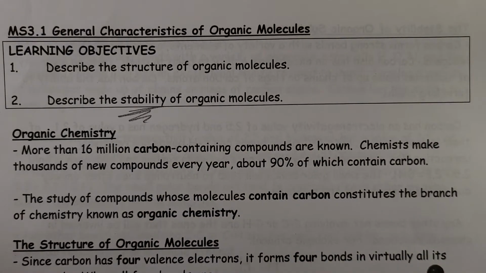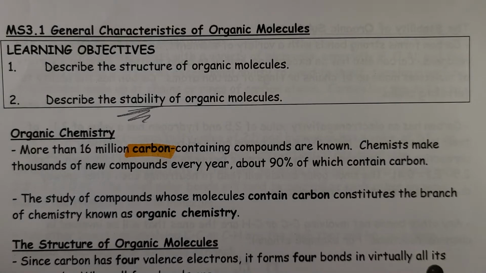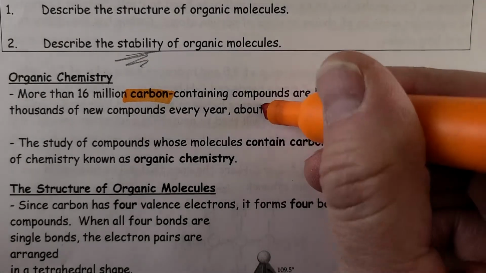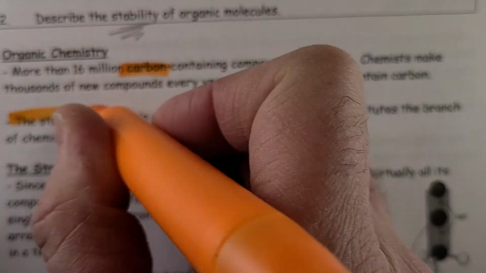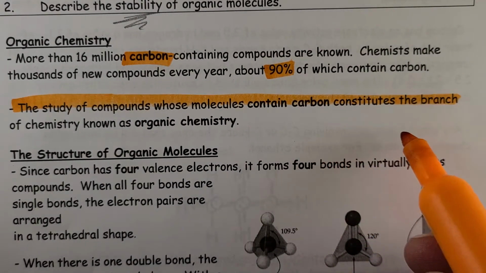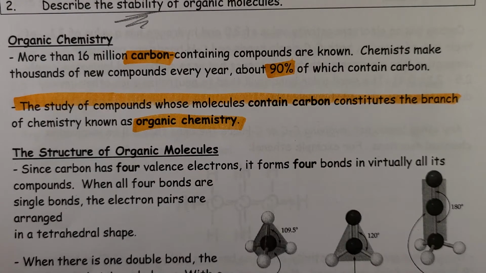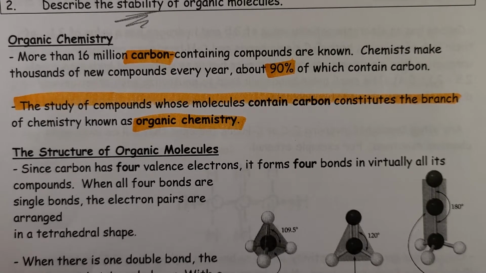In organic chemistry, more than 16 million carbon-containing compounds are known. Chemists make thousands of new compounds every year, about 90% of which, so most of them, contain carbon in some way. The study of molecules that contain carbon constitutes the branch of chemistry known as organic. It's a little bit different from the grocery store term of organic. In the chemistry sense, it means it contains carbon.